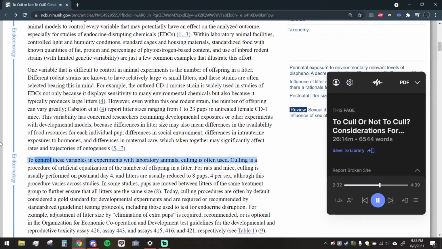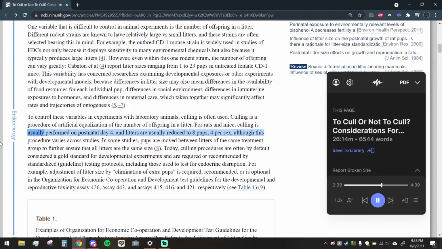5-7. To control these variables in experiments with laboratory animals, culling is often used. Culling is a procedure of artificial equalization of the number of offspring in a litter. For rats and mice, culling is usually performed on postnatal day 4, and litters are usually reduced to 8 pups, 4 per sex, although this procedure varies across studies. In some studies, pups are moved between litters of the same treatment group to further ensure that all litters are the same size, 8.